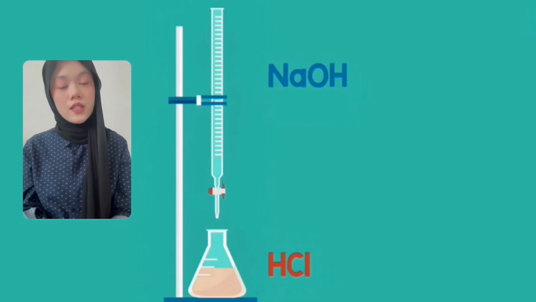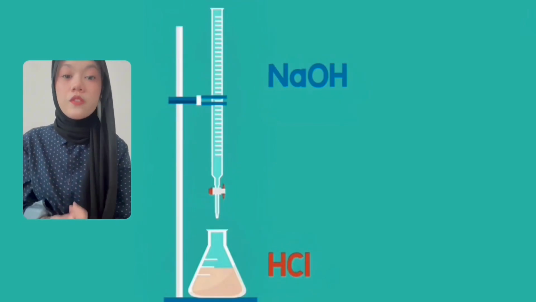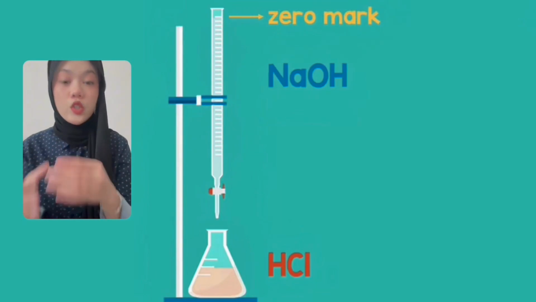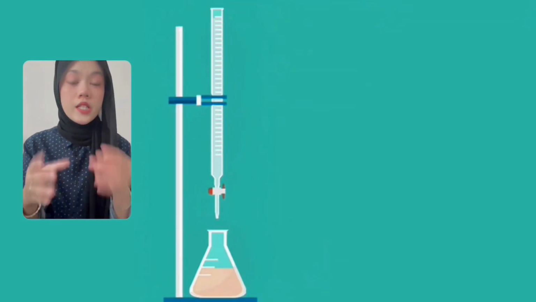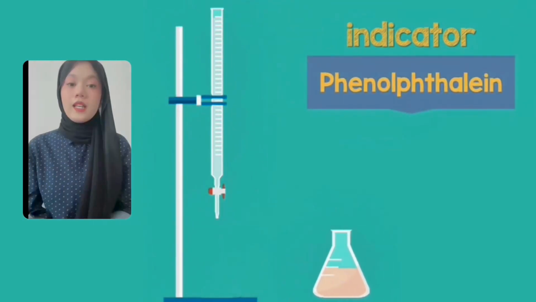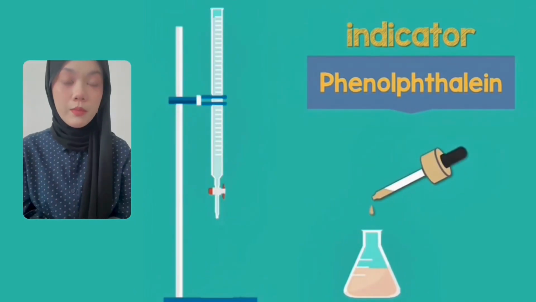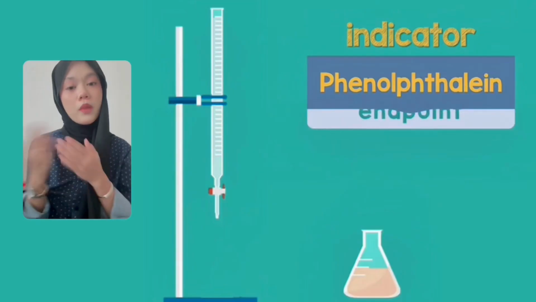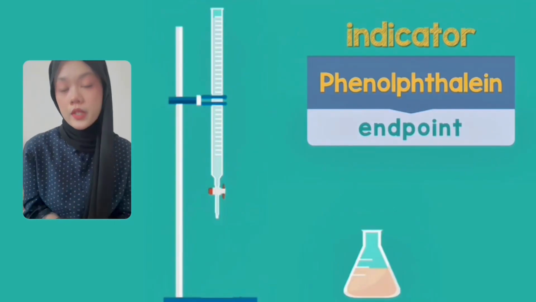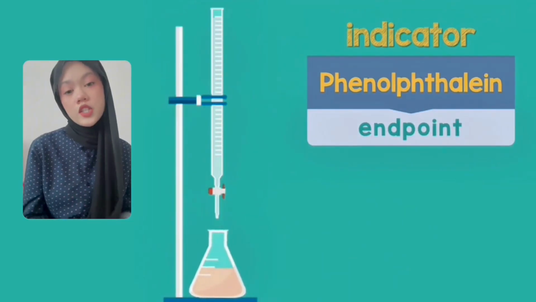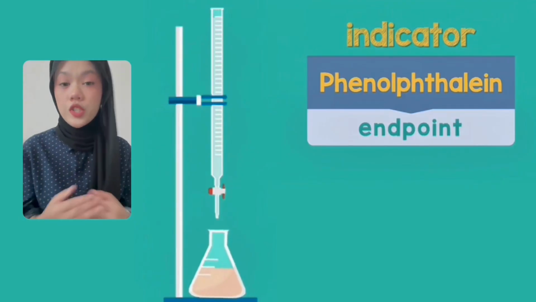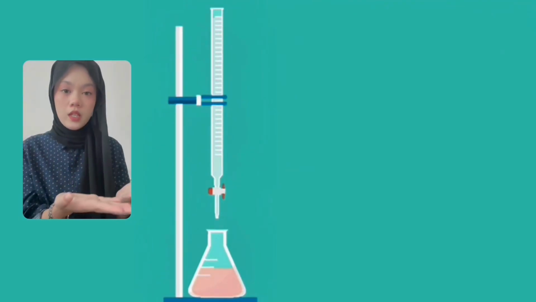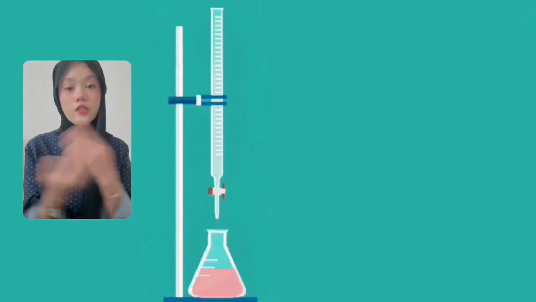As we see in the video, NaOH solution was filled in the burette. That means the NaOH solution is a known concentration. Meanwhile, the HCl is the unknown concentration. The indicator used in this experiment was phenolphthalein, where the function of phenolphthalein is to mark the endpoint of the experiment. How? By analyzing changes of color in the HCl solution, where the colorless solution will turn to a light pink. Then, that's the endpoint of the titration experiment.